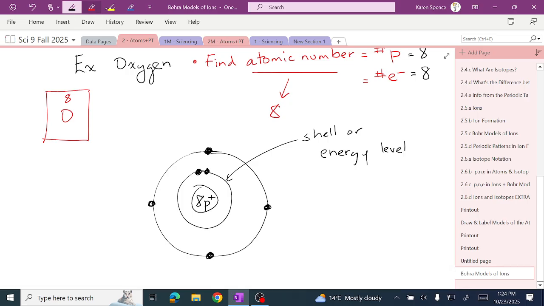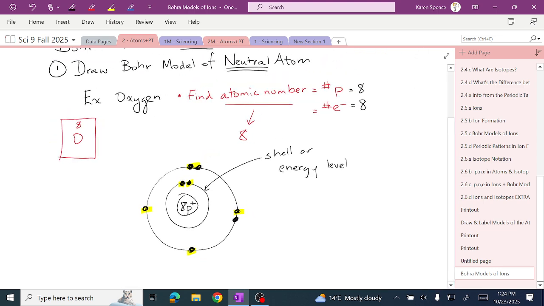And that's going to give us a total of 1, 2, 3, 4, 5, 6. Now we need 2 more. Now they're going to pair up, 7 and 8. Okay, so we start by drawing our neutral atom.